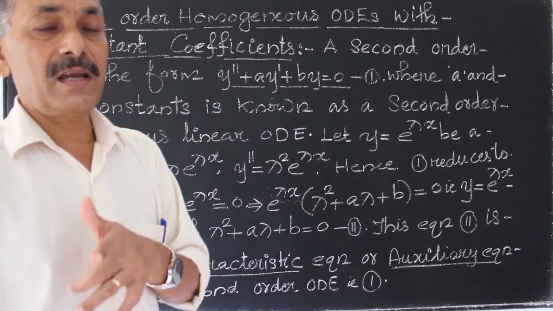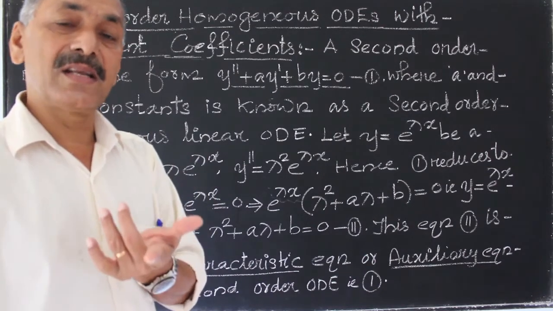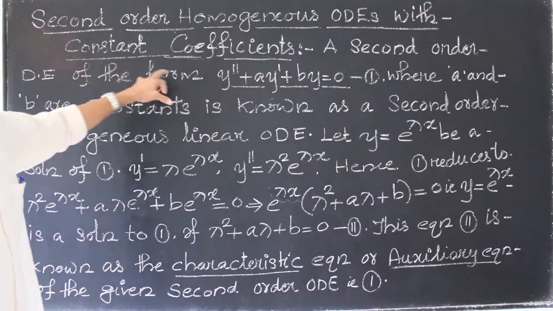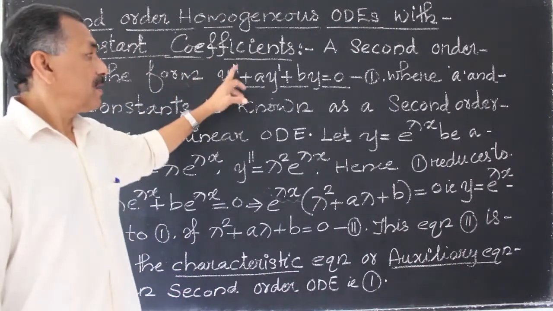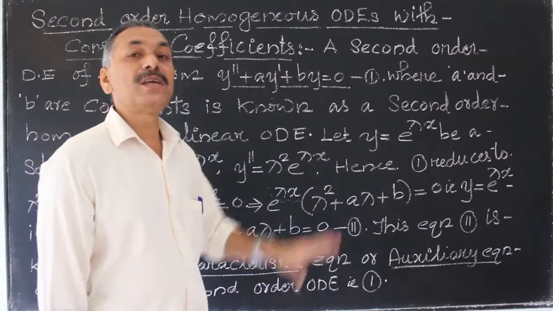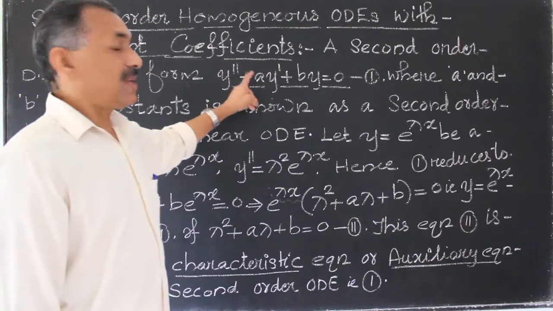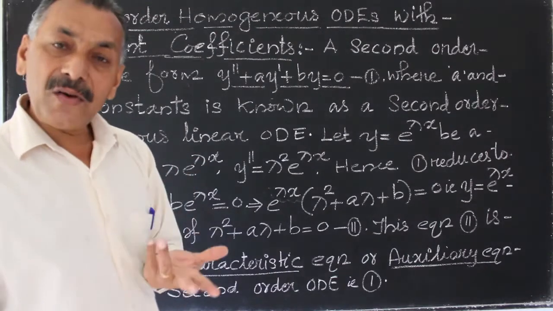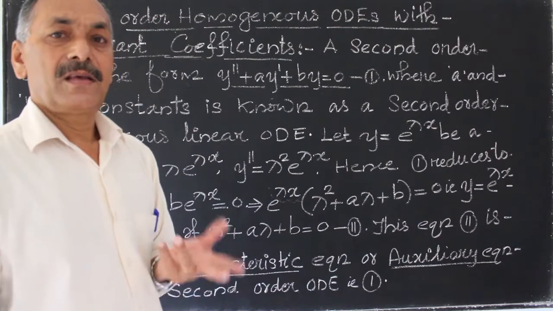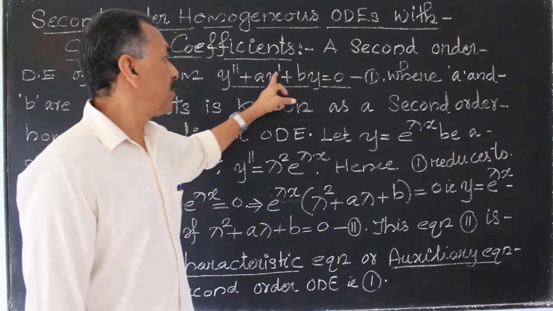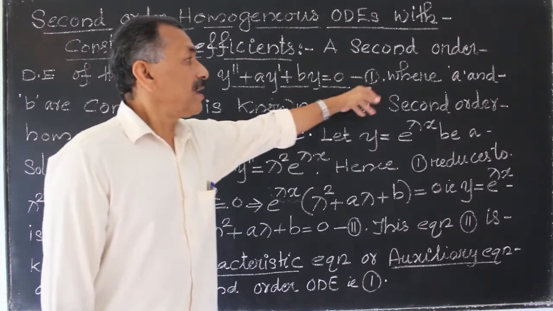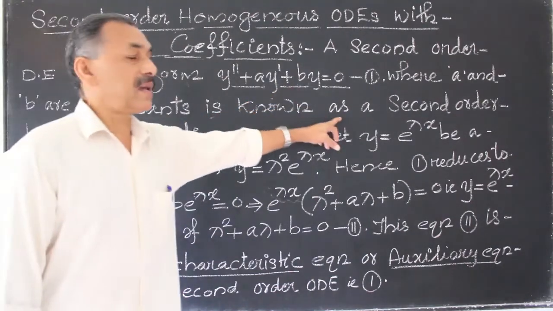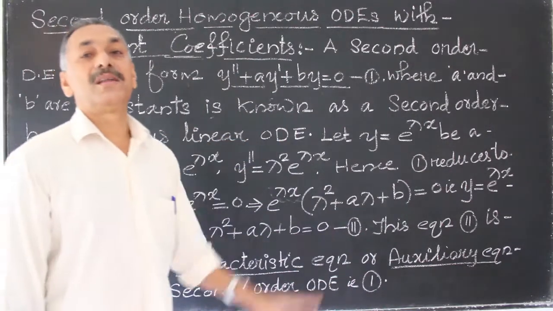What do you mean by a second order homogeneous linear differential equation? It means a second order differential equation of this form: y double dash plus a into y dash plus b into y is equal to 0. That means y double dash, y dash and y each have degree 1, so they are linear. The coefficient of y dash is a and the coefficient of y is b, where a and b are constants.